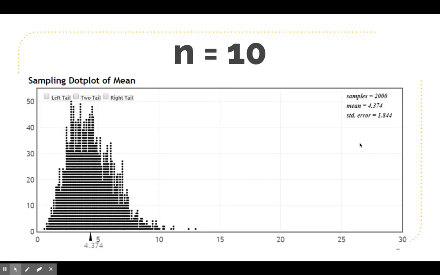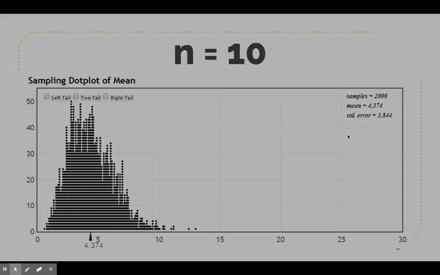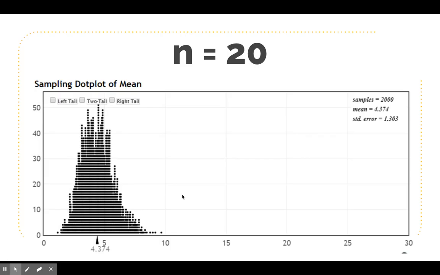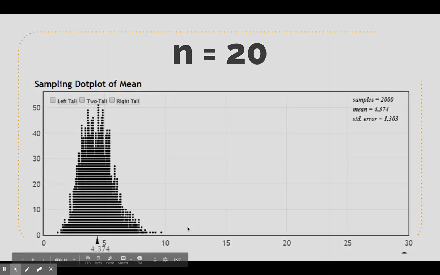Sample size of 10, same thing. The mean is now closer to what it truly is, and the standard error has gotten even smaller. For a sample size of 15, standard error smaller, and we're getting still less right skewed. Sample size of 20, the standard deviation smaller still, and now we're definitely getting to where it's approximately symmetric. Still a slight skew at the end. There's still a slight right tail.